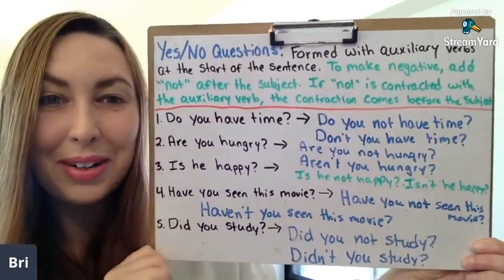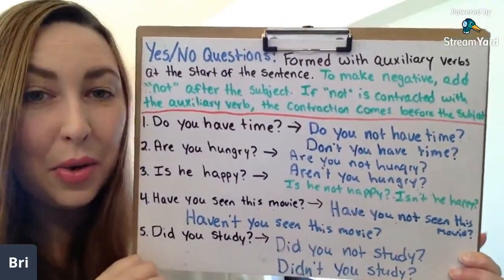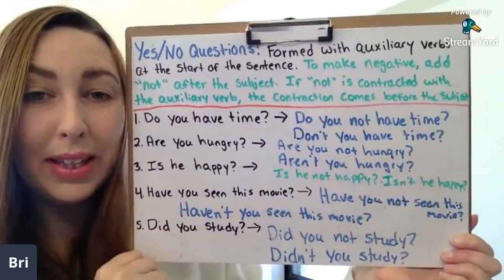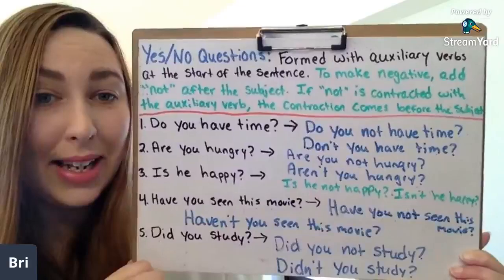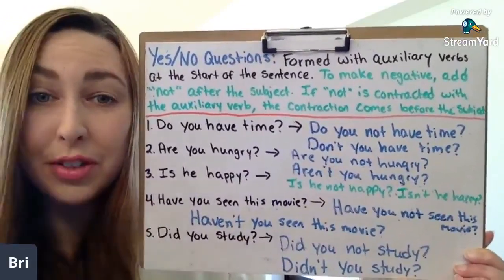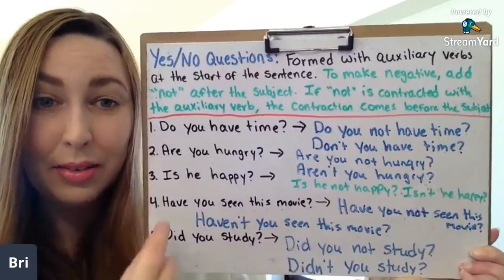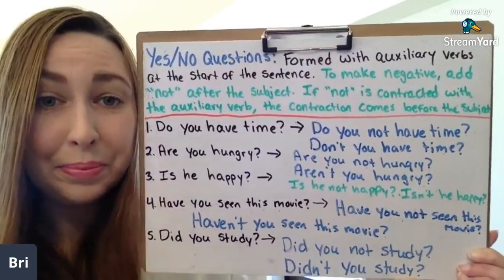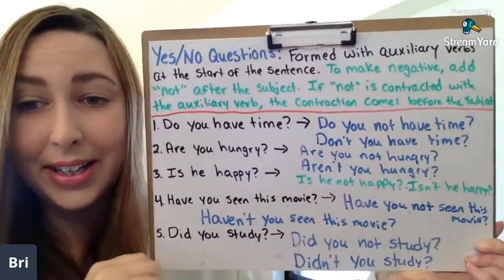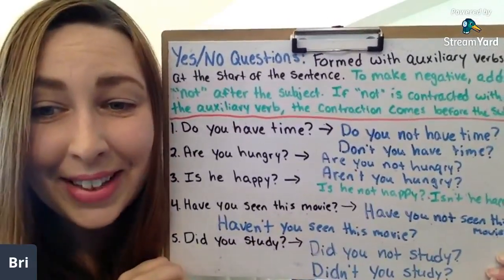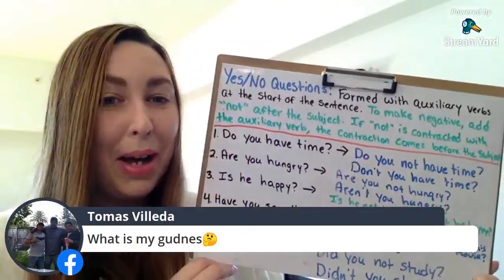Oh, you guys are so good with the answers. Okay, so remember, with yes or no questions, they're formed with auxiliary verbs at the start of the sentence. And to make negative, we add not after the subject. If not is contracted with the auxiliary verb, you're going to put that before the subject. Okay? Very good.